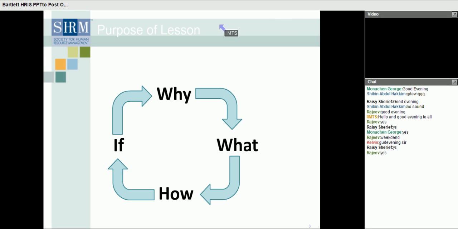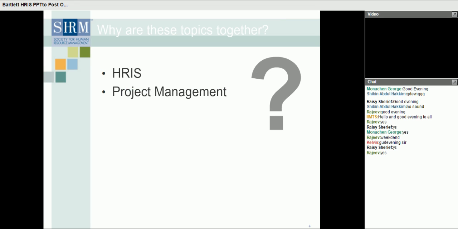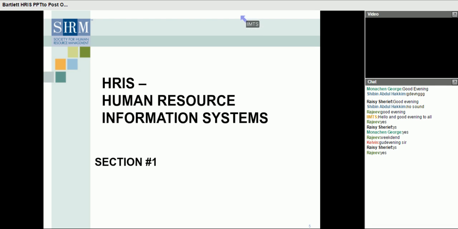So these are the 4 elementary questions behind why we need the human resource information system, what we need in the system, how we can design the system, and if there is a need, it starts from here basically. If we need it, then what is the reason behind needing it, then what we need in that system, then how we will design that system. Then again a second question arises: why are these two topics together? That means human resource information system or HRIS, and second is project management.